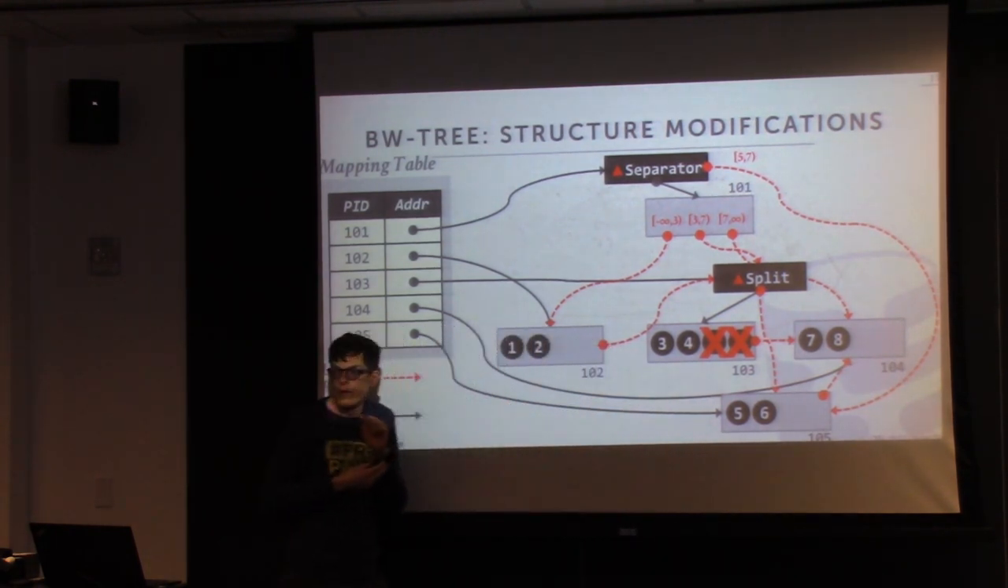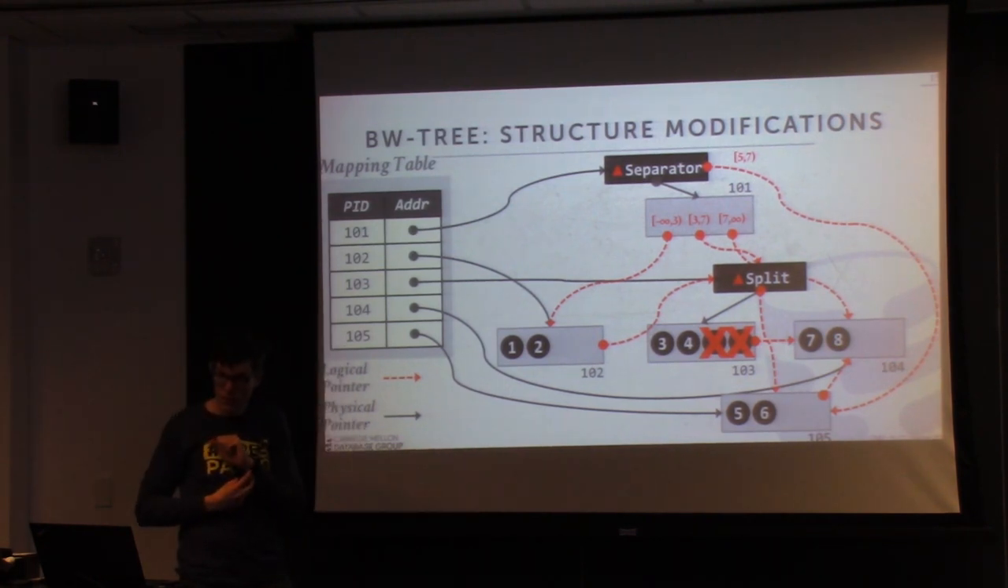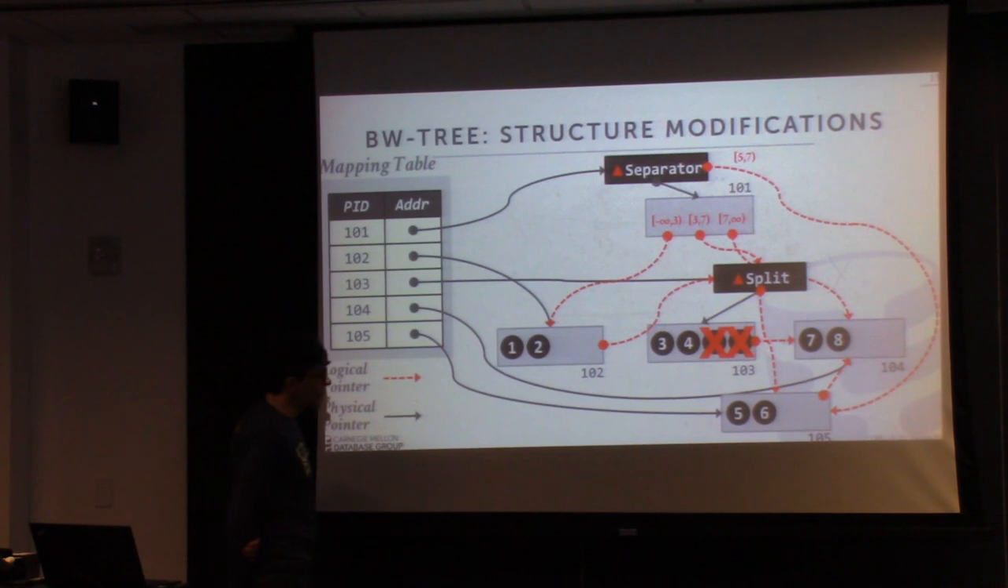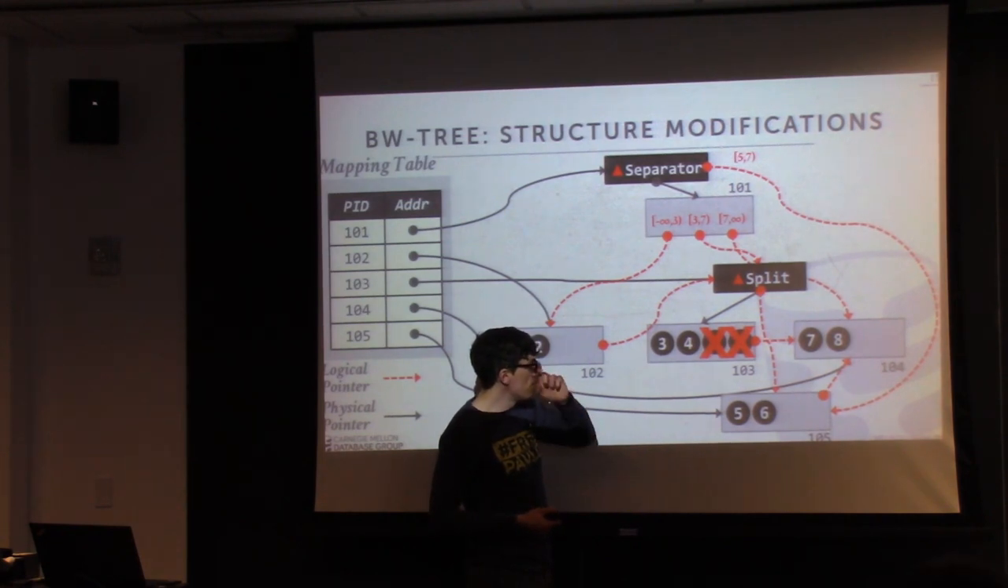Matt, yes? So at this point, if you wanted to install an update on page 105, wouldn't you have to do two compare and swaps to get that to work? All right, so the statement is, if I want to do an update to page 105, yeah. Let's say I want to insert key 5.5. Yeah, you'd have to update the split record to point to the new update, and you'd have to update the mapping table.